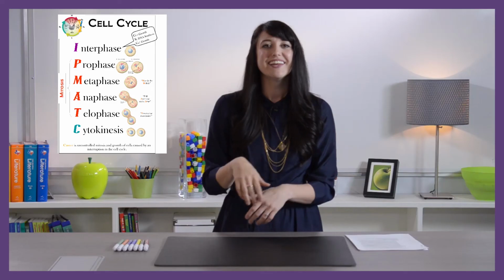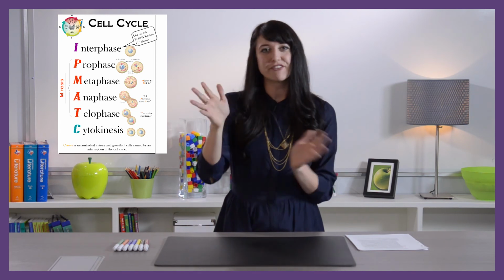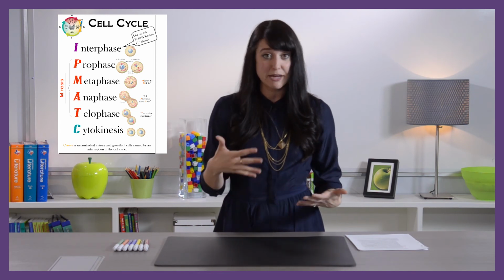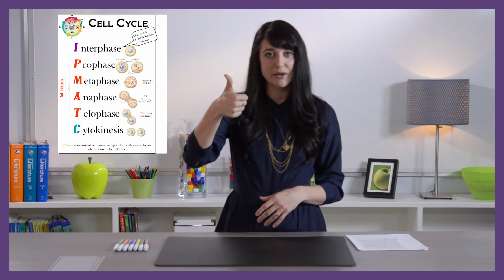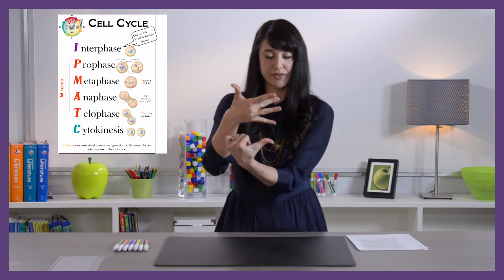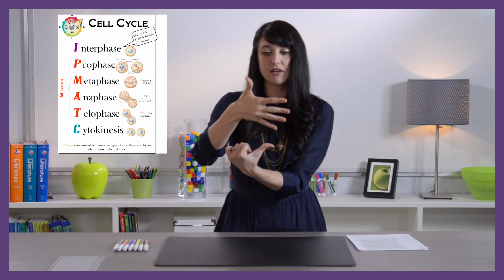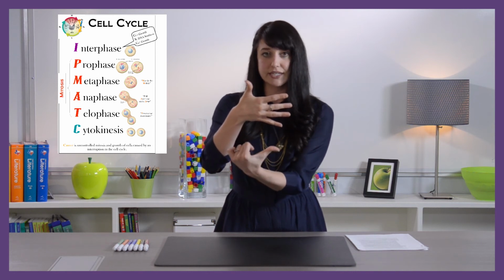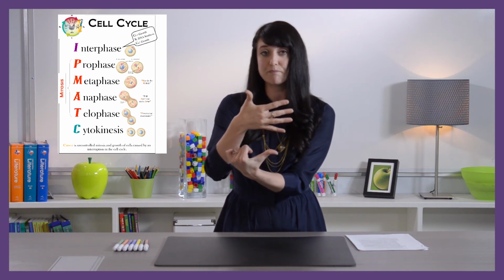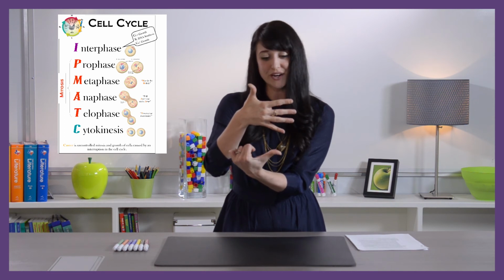Now, I also created a little poster that will help you to remember this. In the poster, I've arranged it so that you can remember these steps of the cell cycle as I, PMAT, C. In the middle, we have mitosis, PMAT. Interphase and cytokinesis are not part of mitosis. They come before and after. So, how many steps are there in mitosis? 4.